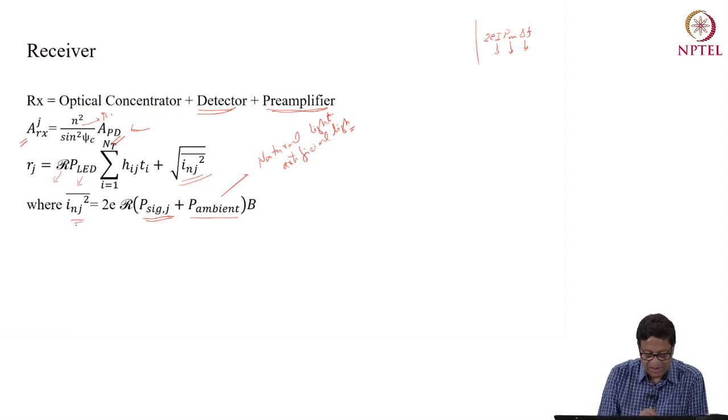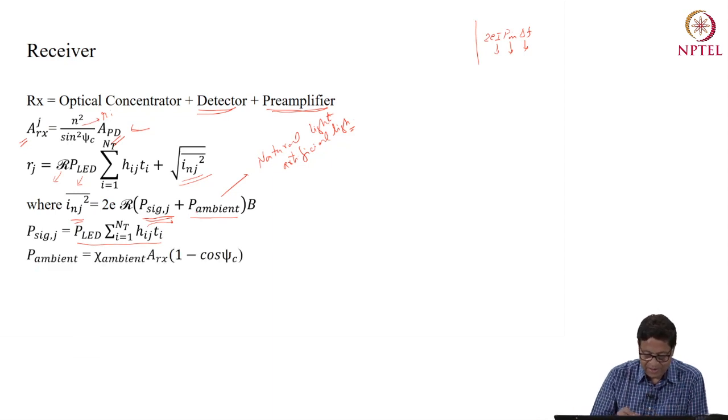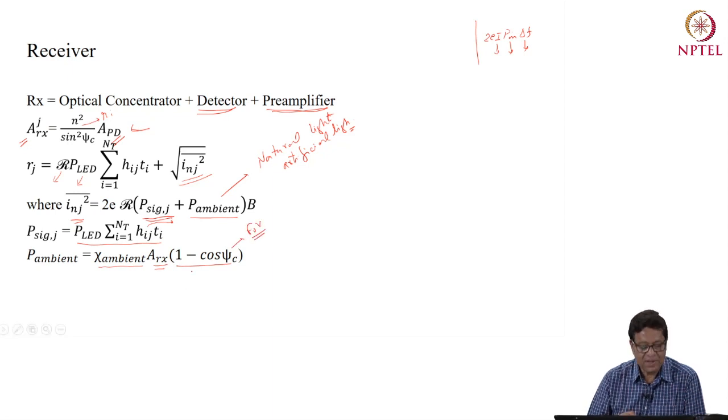So this is the noise in the received signal, and P_signal,j, the signal power received at the jth receiver, is given by this P_LED. This is the channel matrix H_ij component, and it is summed from i to N_T because it is getting contribution from all the transmitters, into T_i. And P_ambient, the power, is some constant, xi ambient, into the receiver area, into 1 minus cos psi c, where psi c is the FOV of the receiver. So this is the contribution from the P_ambient. This can also be modeled.